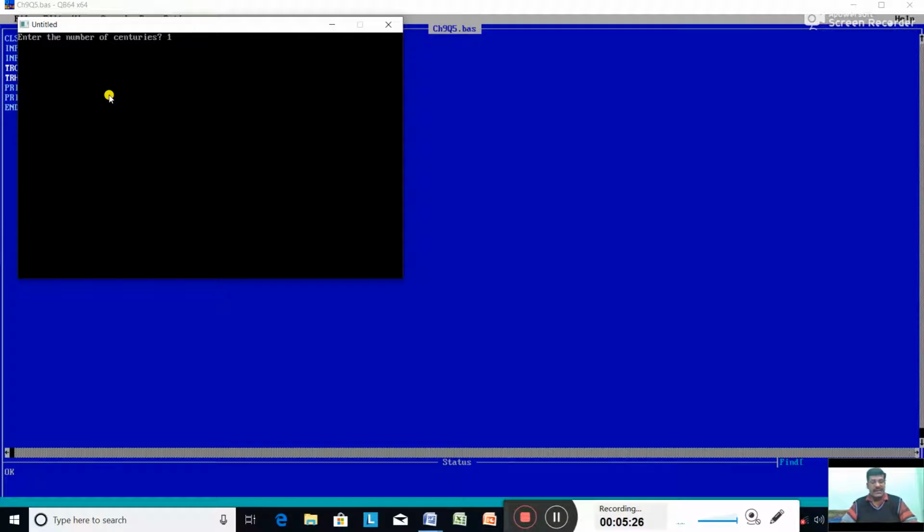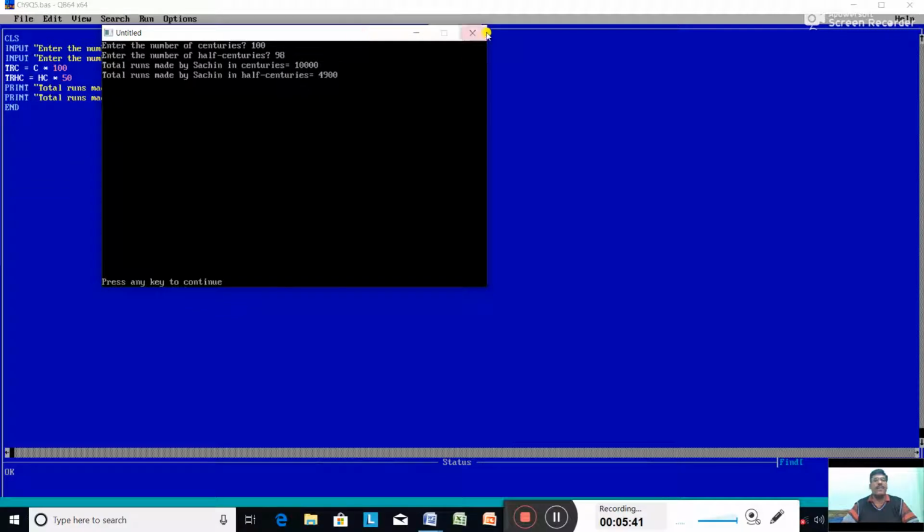Enter the number of centuries, suppose 100. Enter the number of half centuries, suppose 98. So total runs made by Sachin in centuries 10,000. Total runs made by Sachin in half centuries 4900. Okay, so this was the output of the program.